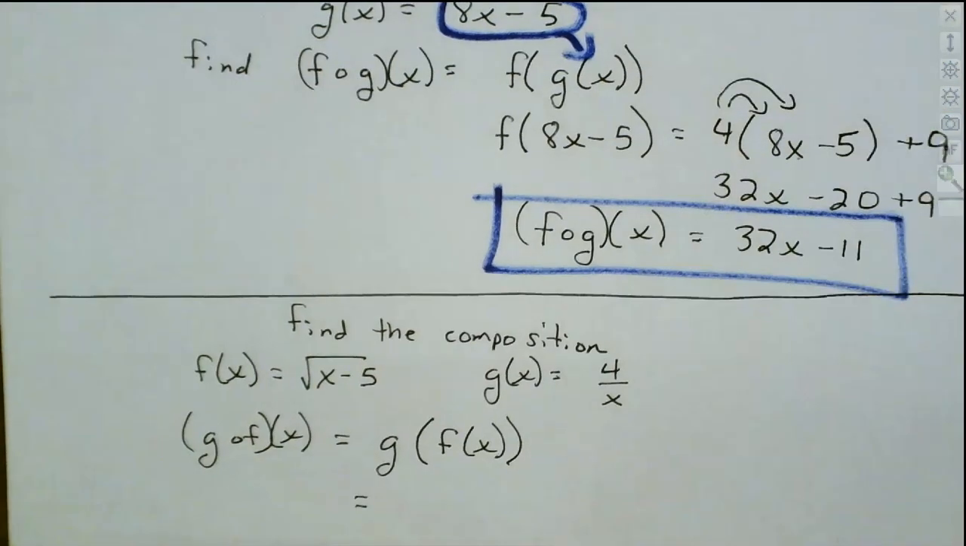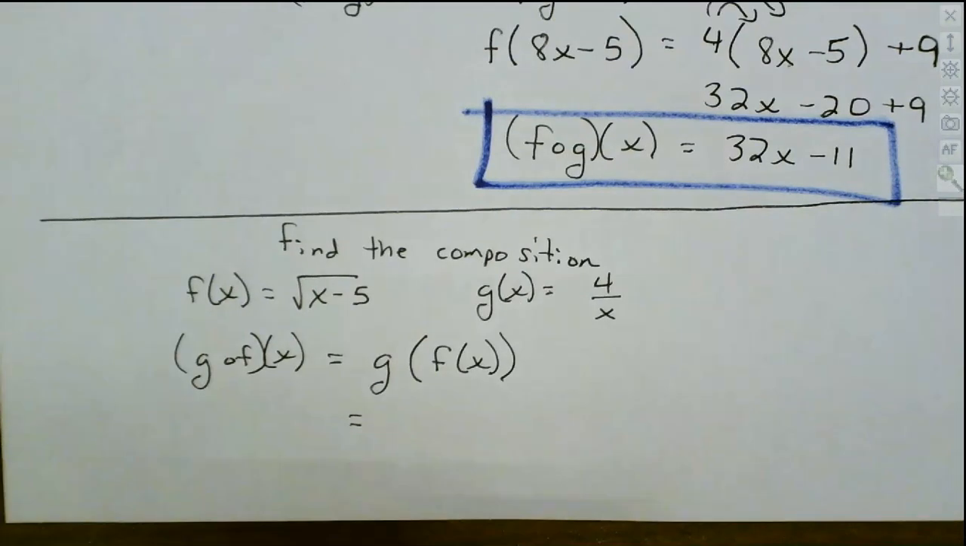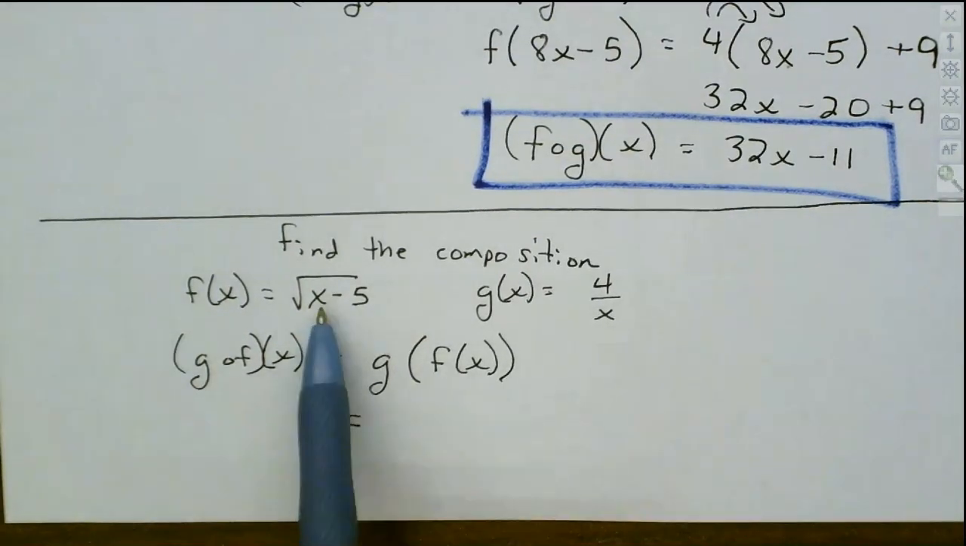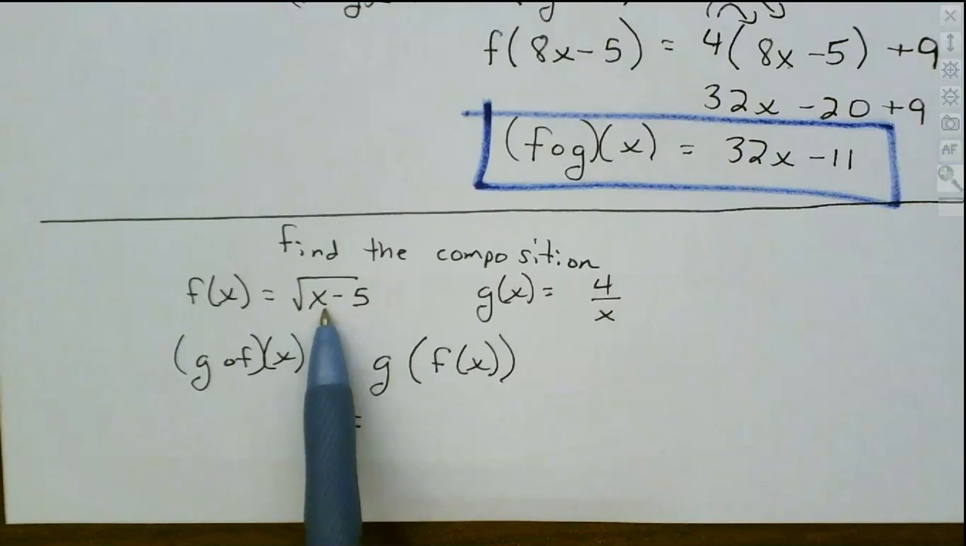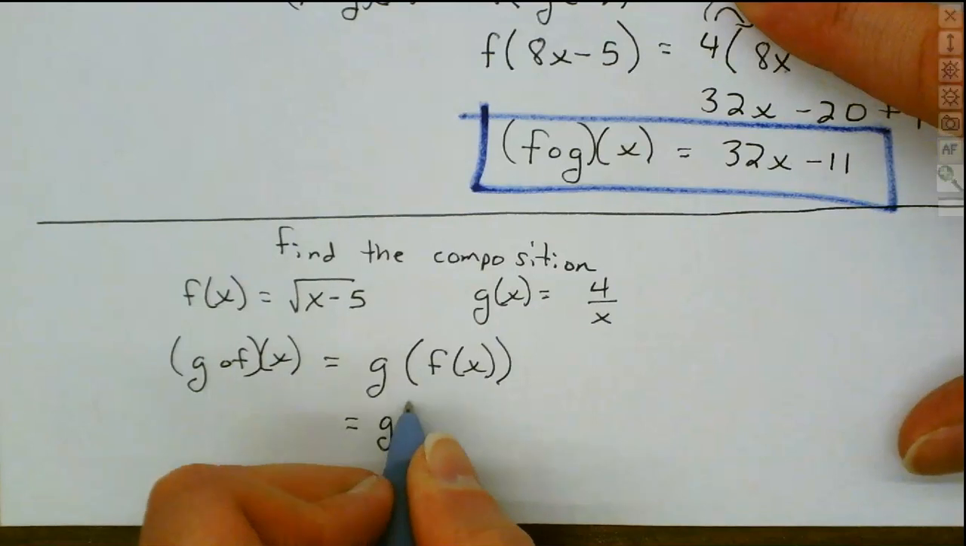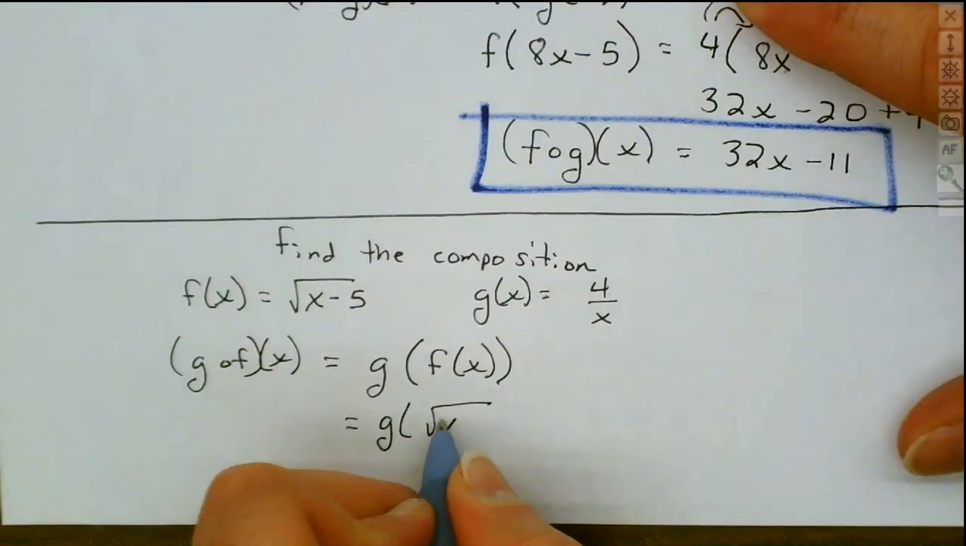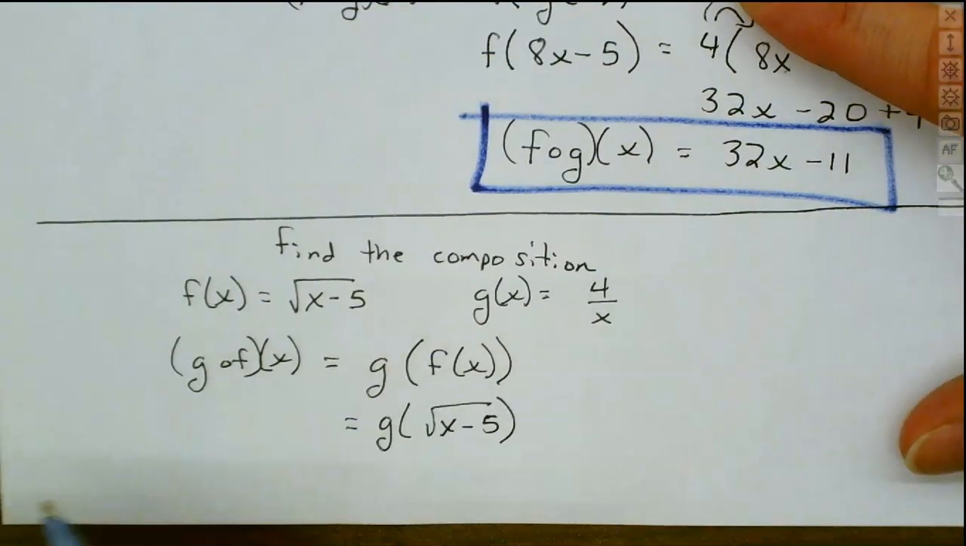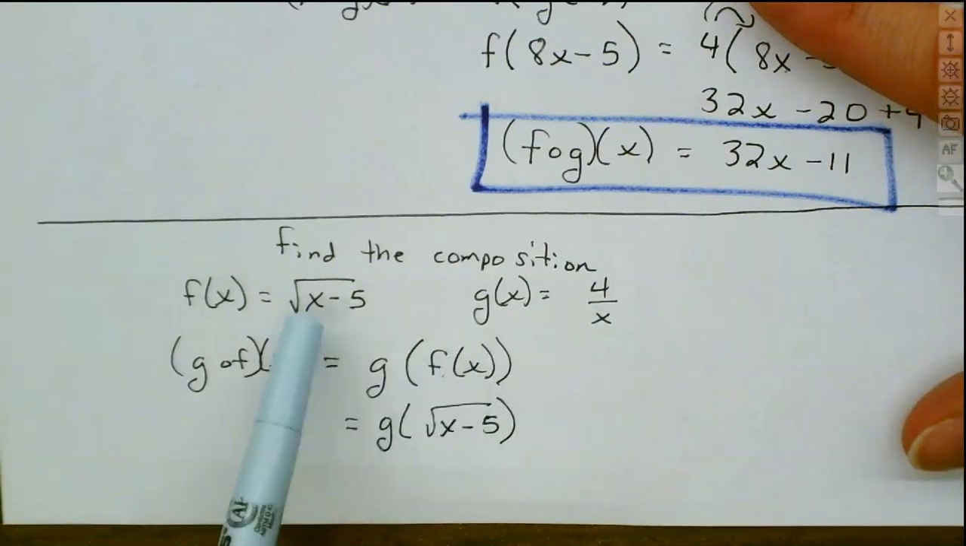Okay, now, I want you to replace. What is f of x defined to be? F of x is defined to be the square root of x minus 5. So that's going in. All I did was simply replace f of x with what it is. It's defined to be that.